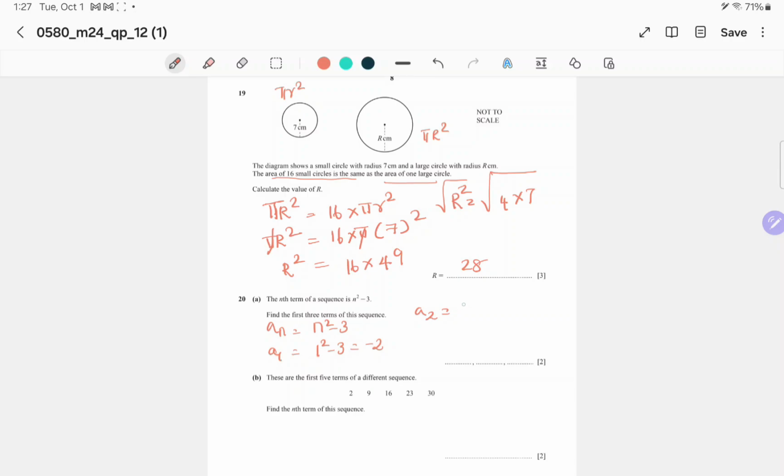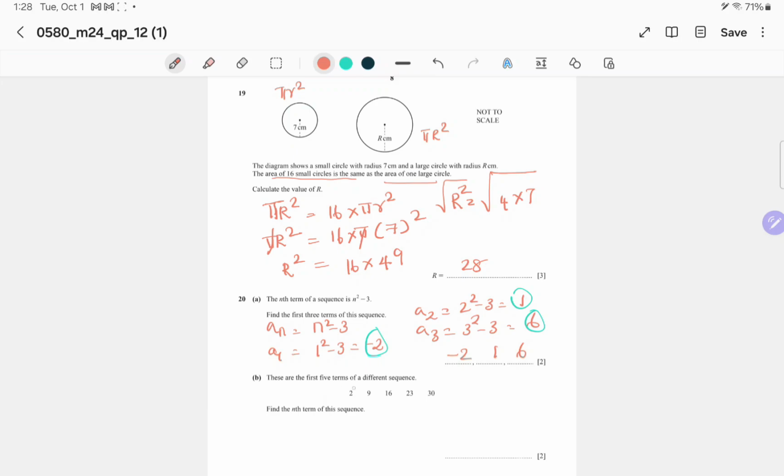a2 is equal to 2 square minus 3, which is equal to 1, and a3 is equal to 3 square minus 3, which is 6. So the answers are minus 2, 1 and 6. Okay, can we go to the next question?